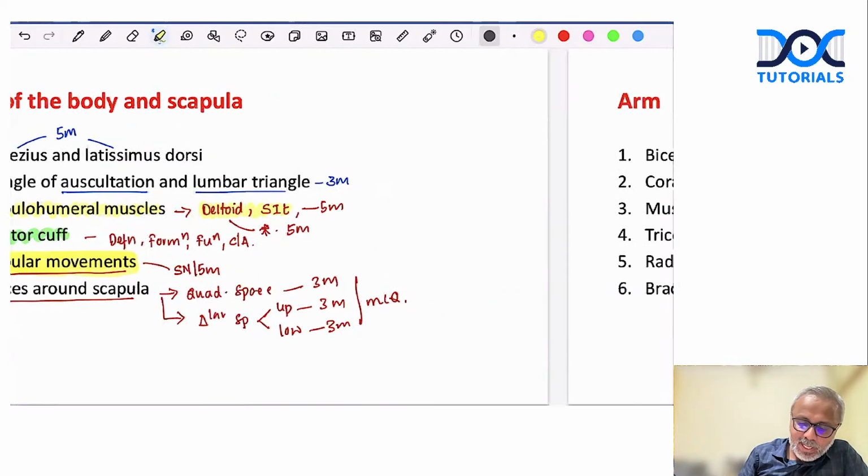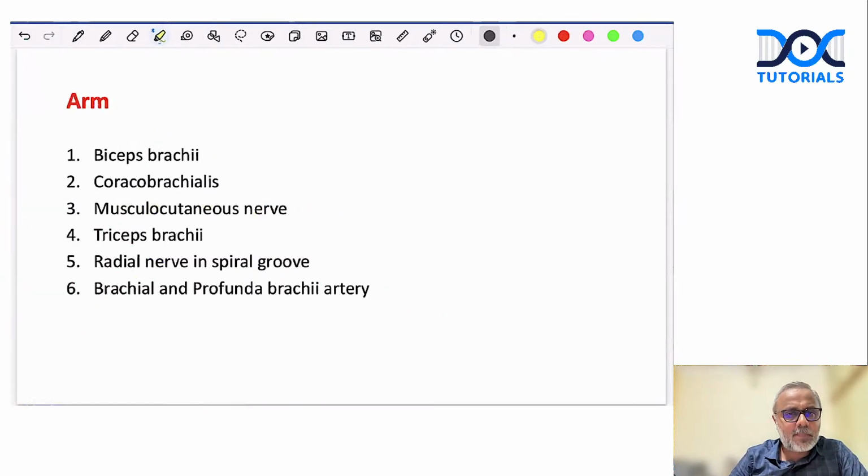Done. Then in the arm, possibly the easiest chapter in the entire upper limb, we need to learn about two important muscles in the anterior compartment, right? And one important muscle in the posterior compartment, right? The biceps brachii, coracobrachialis, and triceps brachii, right? Again, the same thing: attachments, innervation, and actions.